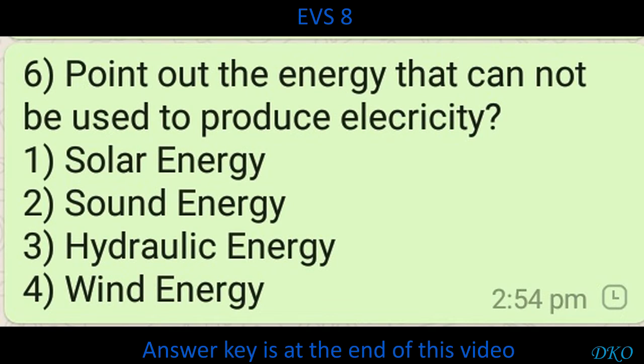Question number 6. Point out the energy that cannot be used to produce electricity. Option number 1 is solar energy. Option number 2 is sound energy. Option number 3 is hydraulic energy. And option number 4 is wind energy.